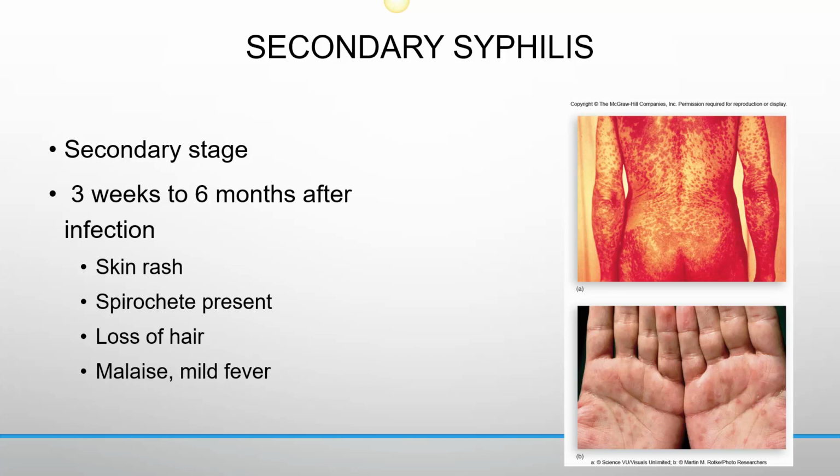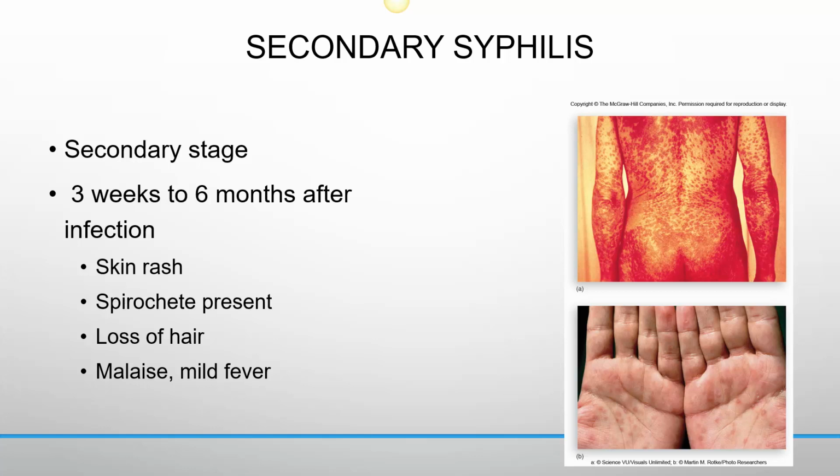And then there's a varying latency period here, but about 3 weeks to 6 months after that initial primary syphilis stage, then you have the skin rash. Now the skin rash is contagious. You can definitely spread the spirochete, but it's really obvious. So if you look at the picture of the skin rash, at this point you're going to go to the doctor. Like, you would be crazy not to.